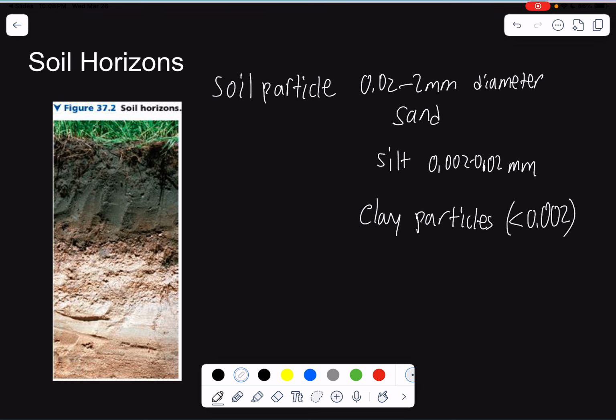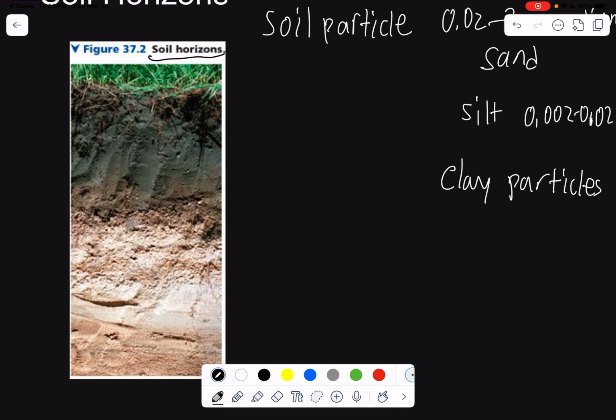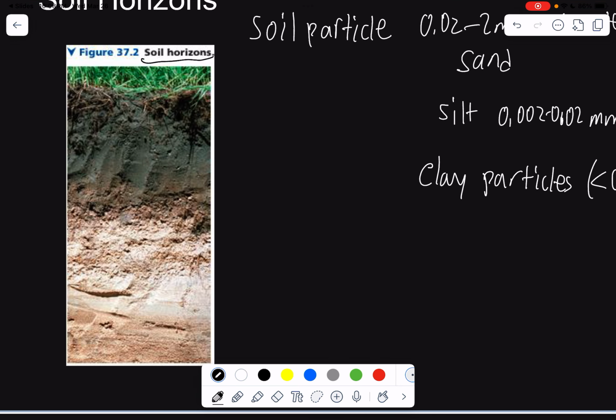Now, mineral particles released by weathering become mixed with living organisms and humus, the remains of dead organisms, and other organic matter, forming topsoil. The topsoil and other soil layers are called soil horizons. As you can see here, we have three main horizons: the A horizon, the B horizon, and the C horizon. They're in order by depth.